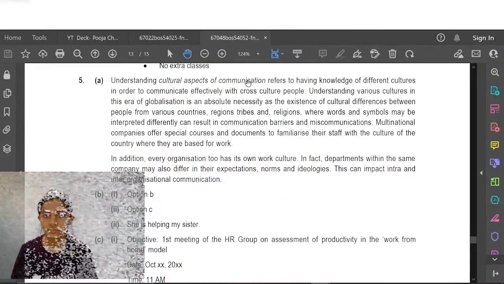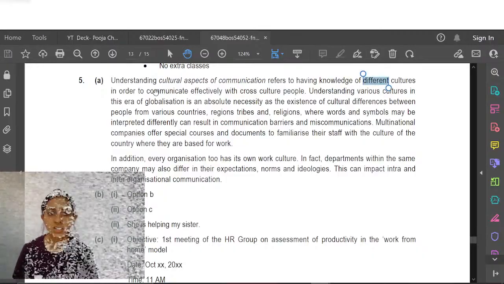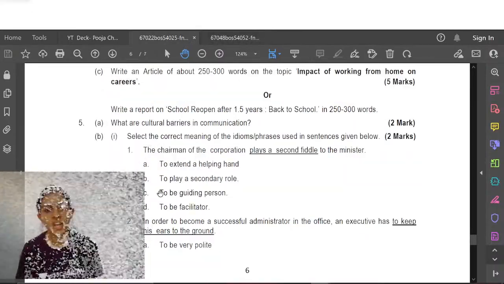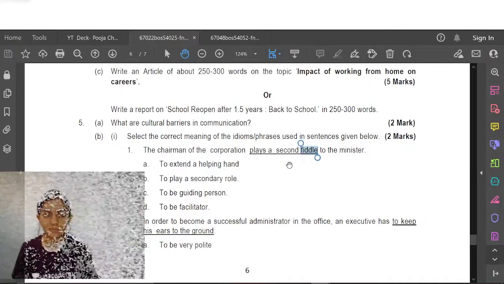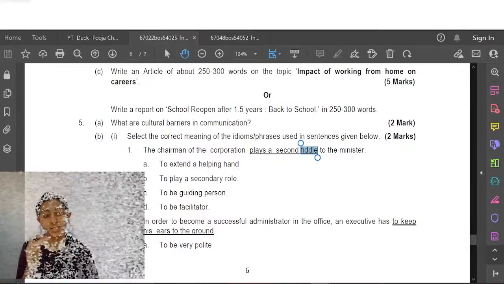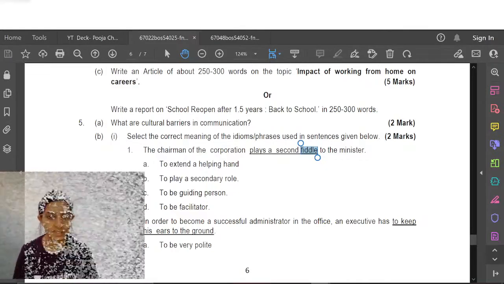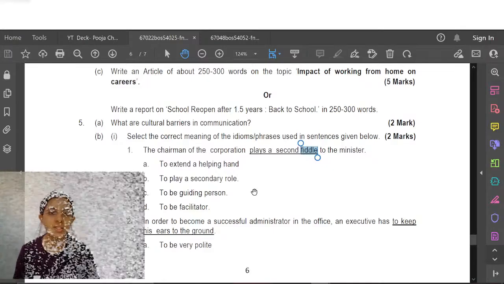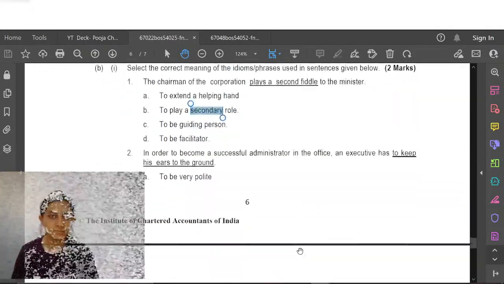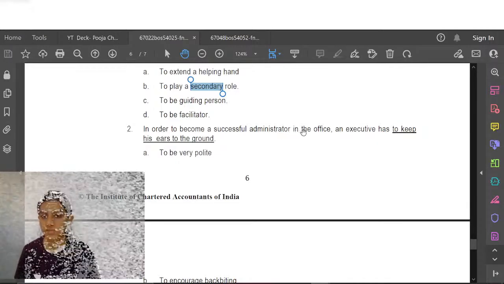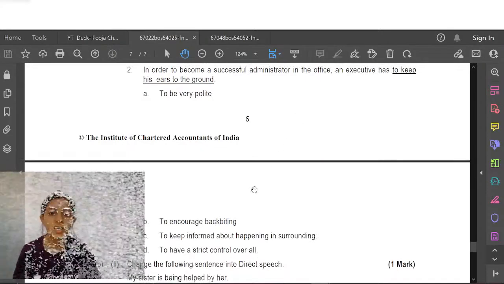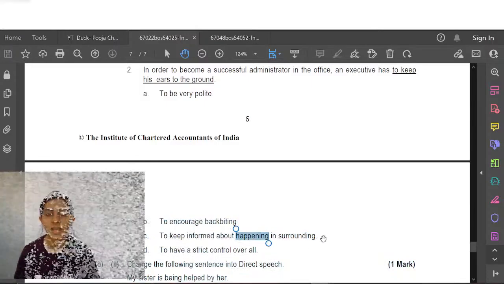Cultural aspects of communication refers to having knowledge of different cultures in order to communicate effectively with cross-culture people. So I think this is easy. Let's go back. The chairman of the corporation plays a second fiddle. This was also there in your second question of the December paper. The word second fiddle means to play a secondary role. Now, in order to become a successful administrator in the office, an executive has to keep his ears to the ground. Ears to the ground means you have to be informed about everything happening in your surroundings.